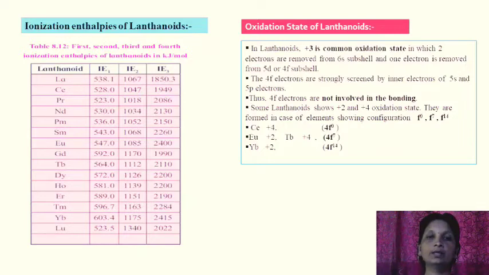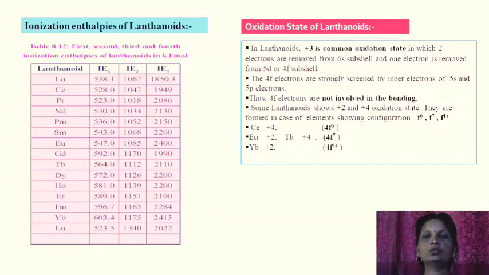Oxidation states of lanthanides. In lanthanides, +3 is a common oxidation state in which 2 electrons are removed from the 6s subshell and 1 electron is removed from the 5d or 4f subshell. The 4f electrons are strongly screened by the inner 5s and 5p electrons. Thus, 4f electrons are not involved in bonding. Some lanthanides show +2 and +4 oxidation states.